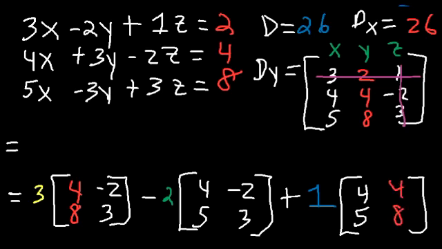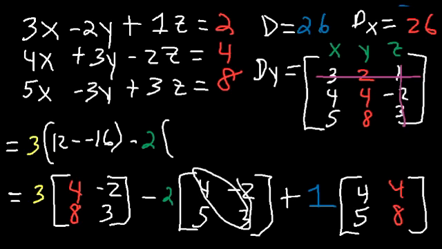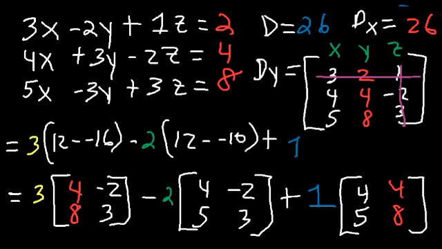So it's going to be 3, and then times 4 times 3 is 12, minus 8 times negative 2, which is negative 16. And then it's minus 2 times 4 times 3, which is 12 again. And 5 times negative 2, which is negative 10, but it's minus negative 10. And then plus 1 times 4 times 8, which is 32, minus 5 times 4, which is 20.